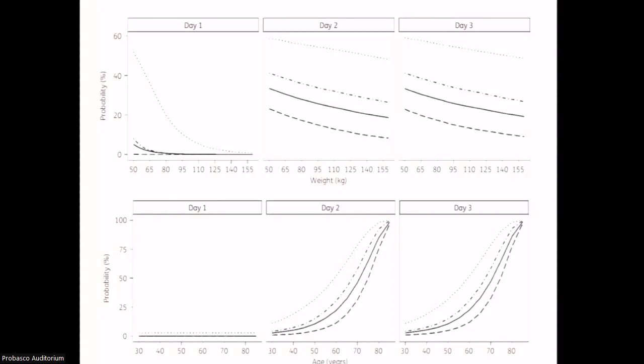The visual on the bottom shows the probability of target attainment for the same MIC values of 0.5, 1, 2, and 4, but at increasing patient years of age. And so as the patient aged, the probability of target attainment increased. And I think for this one, it's important to note that for this simulation, they used a static weight of 125 kilos in order to run this evaluation.